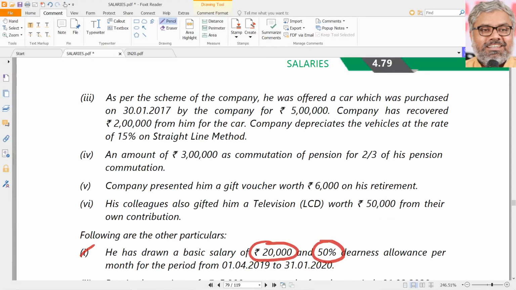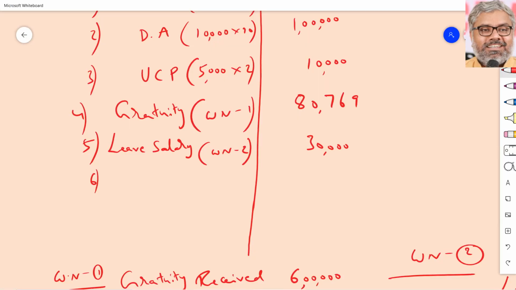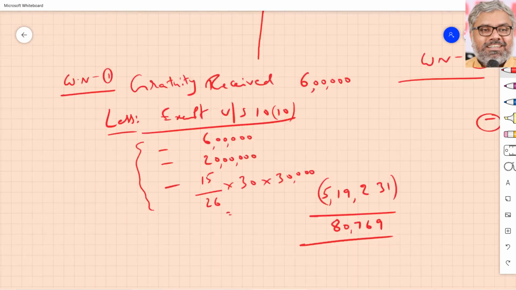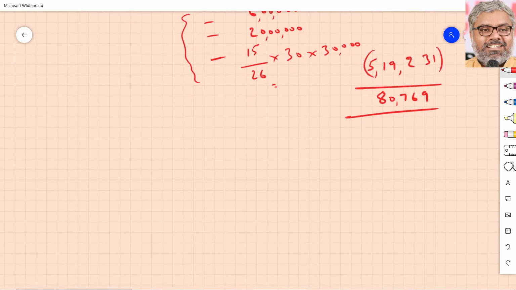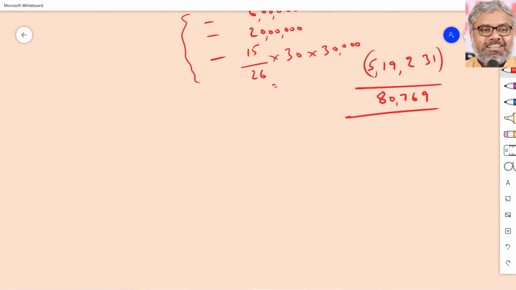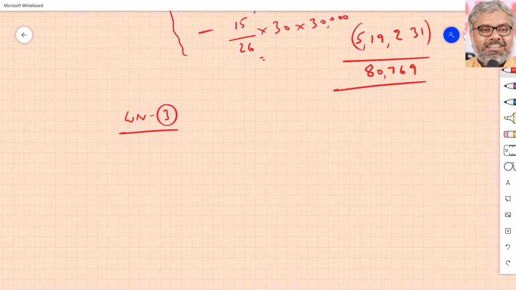Next one says car. So the car has been transferred by the company to the employee. So it is not a use of a movable asset, it is a transfer of a movable asset, that too a car. So we should know the provision first. How much will be the value of perquisite in case of transfer of a movable asset? So for that, let us do working notes number 3. Each of them requires a working note.